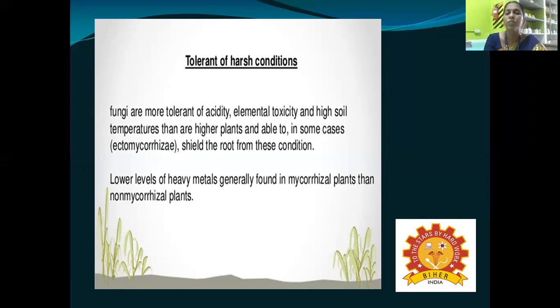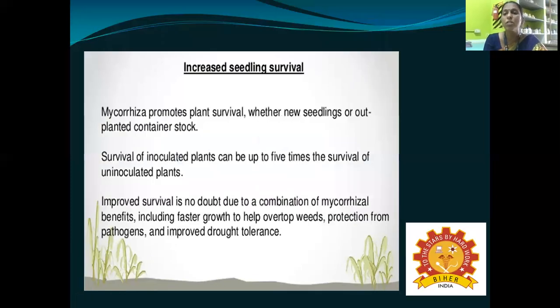And lower levels of heavy metals are generally found in mycorrhizae plants than in non-mycorrhizae plants. And then the next point is increasing seedling survival. These mycorrhizae make the plant survival rate higher. How? Because new seedlings are coming out. You put it in the stock, and then you can check what happened. The new seedlings can grow very well. And the survival of these inoculated plants can be up to five times more than that of uninoculated plants. Therefore, we say it has a longer shelf life.